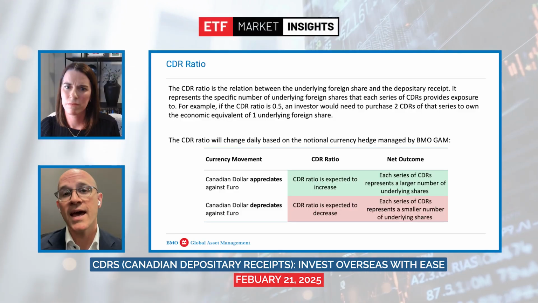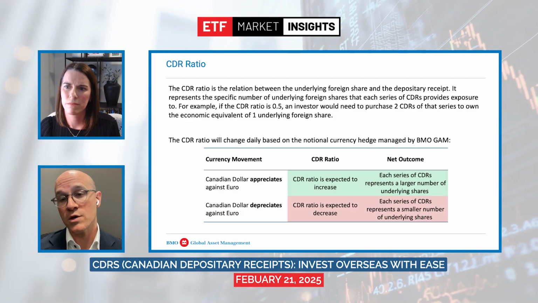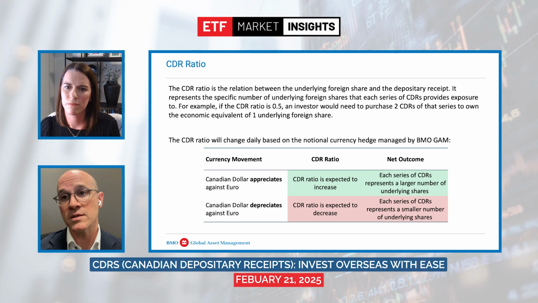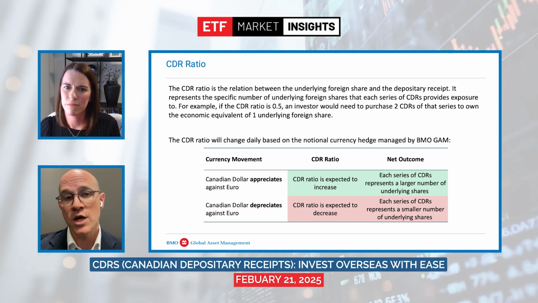You mentioned the ratio, so let's dig into a bit more about that because investors are going to see that and probably ask what that means. So can you explain what that CDR ratio is? Sure. So when you buy a CDR, it will give you a certain entitlement, a fractional exposure to a certain number of shares. Let's say it's 0.5 shares. And every day that ratio is going to change. It's going to go up or down depending on what happens to the currency hedge.